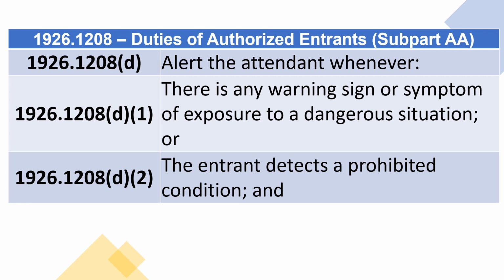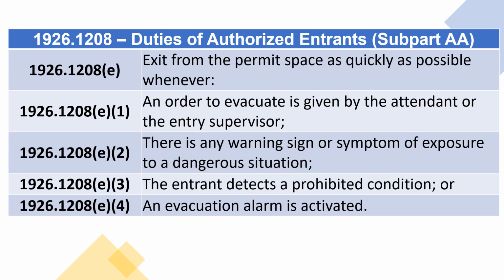1926.1208(d)(1) and (d)(2): there is any warning sign or symptom of exposure to a dangerous situation, or the entrant detects a prohibited condition. 1926.1208(e): exit from the permit space as quickly as possible whenever (e)(1) through (e)(4): an order to evacuate is given by the attendant or the entry supervisor, there is any warning sign or symptom of exposure to a dangerous situation, the entrant detects a prohibited condition, or an evacuation alarm is activated.